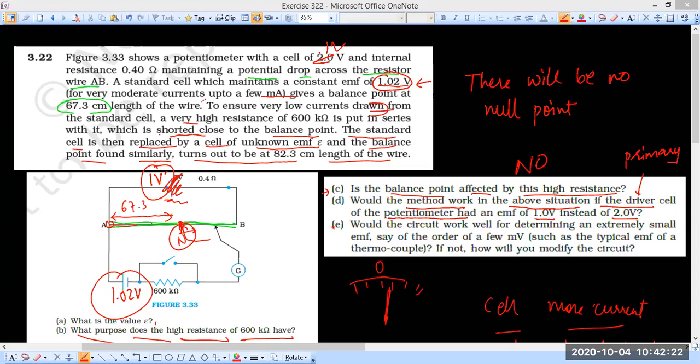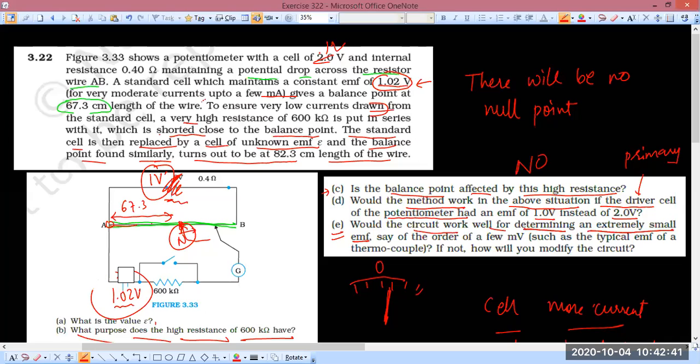Now E, would the circuit work well? Meaning, will this method be a good, useful method for determining extremely small EMF? For example, not something like this 1.02 volt, but if you want to measure something very small, maybe like 2 millivolt. You understand what I'm saying, right?